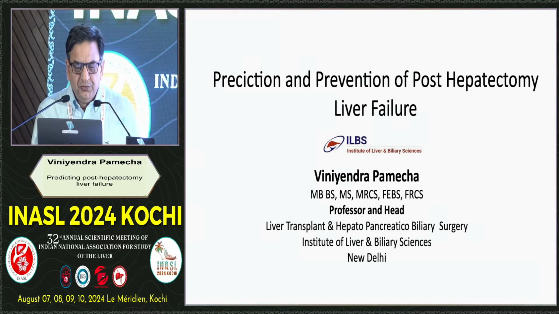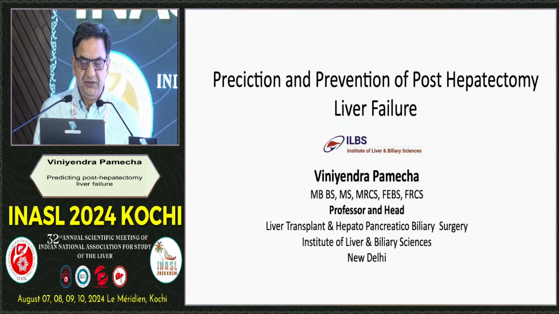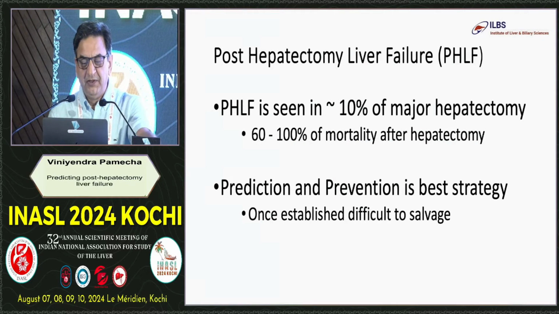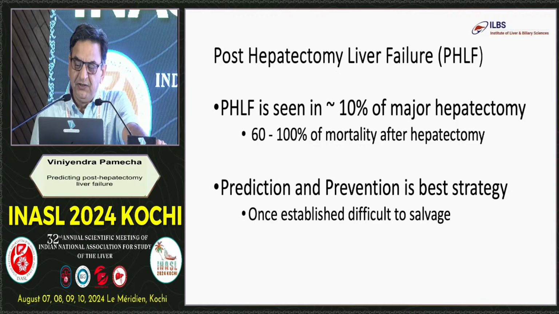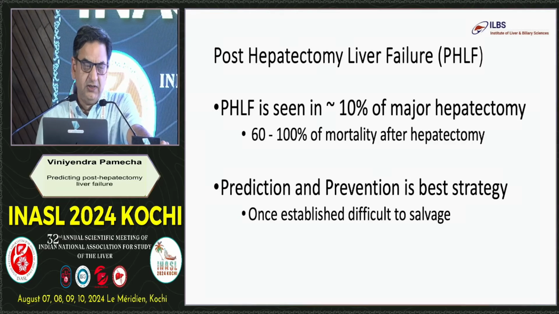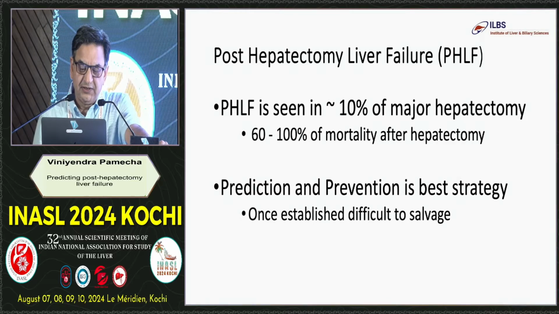So what I'm going to do over the next 15 minutes is talk about prediction and prevention of post-hepatectomy liver failure. Post-hepatectomy liver failure is seen in about 10% of major hepatectomy, and it is a cause of mortality of nearly 60 to 100% after hepatectomy. Prediction and prevention is the best strategy. Once established, it's difficult to salvage. So prediction and prevention actually go hand in hand, and I'm going to discuss a few cases and how to go about in those situations.